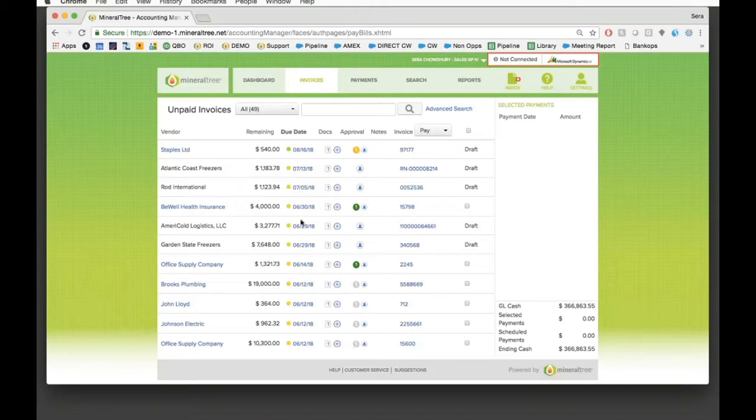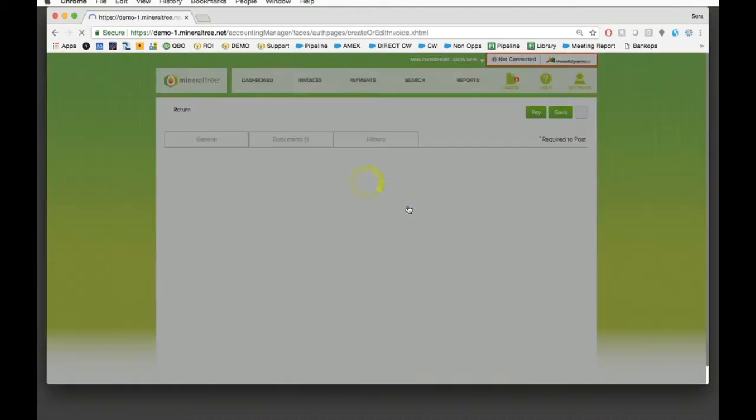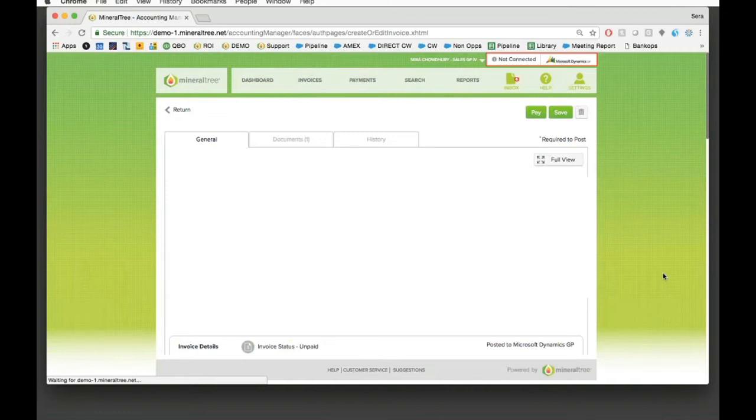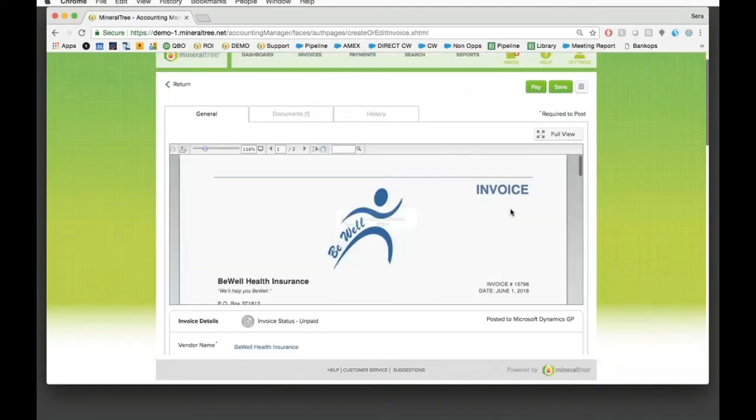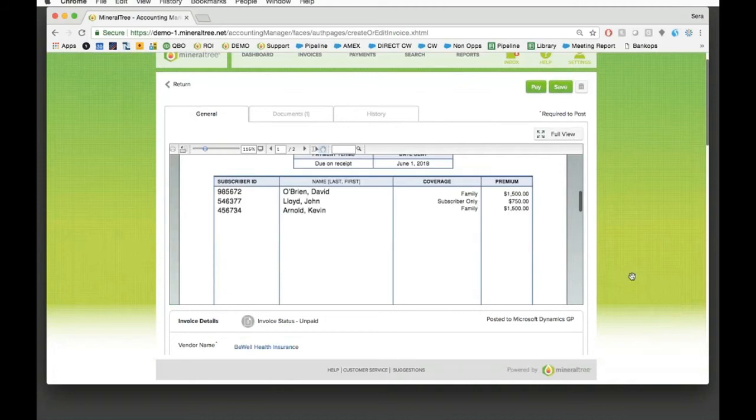For the vendors that we do find, we're just going to capture the invoices, and you'll click on the invoice number right here, and you'll be able to see the PDF of the bill that we picked up, and all the information that we captured at the line level.